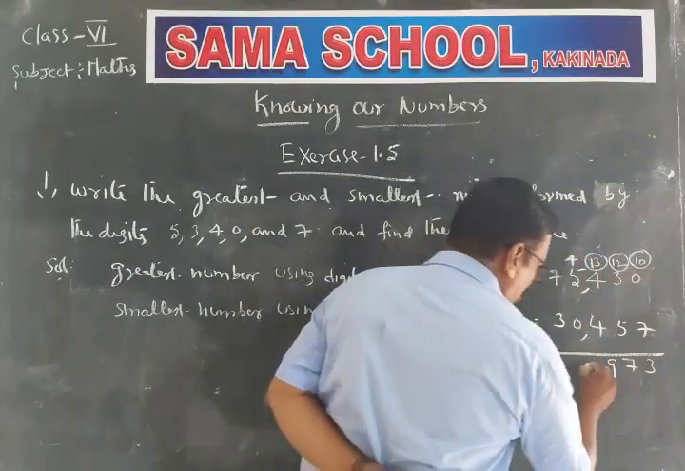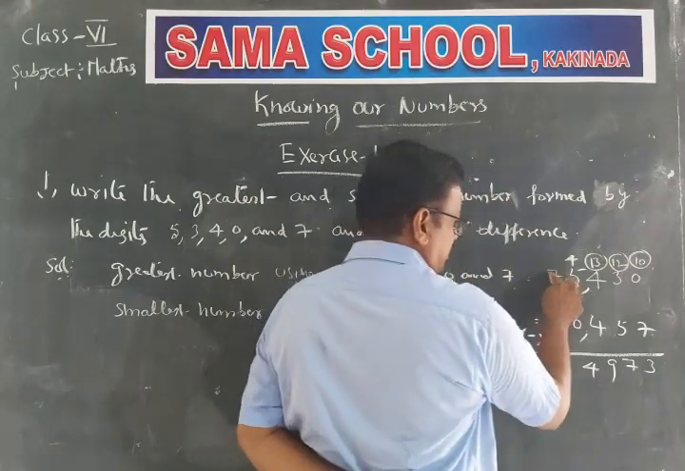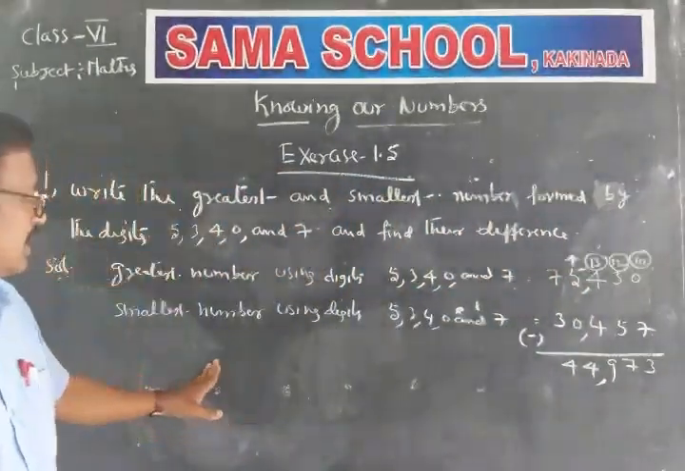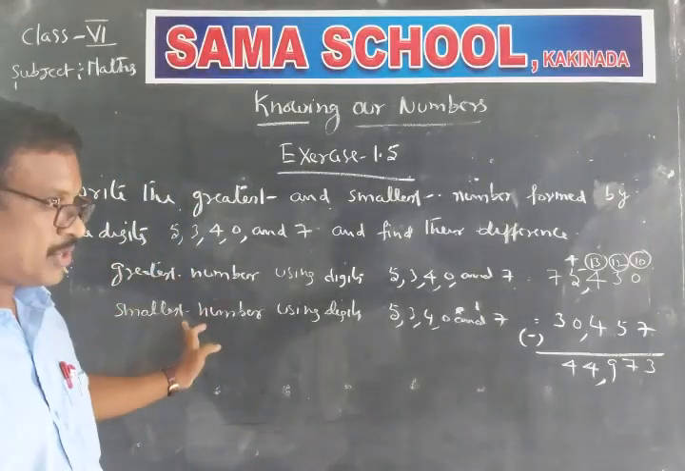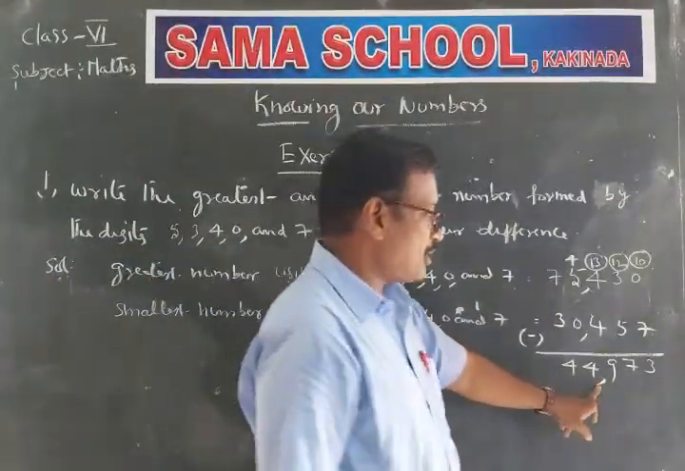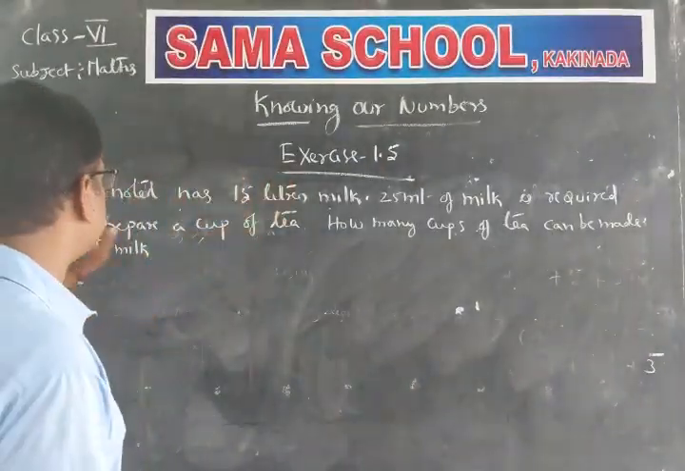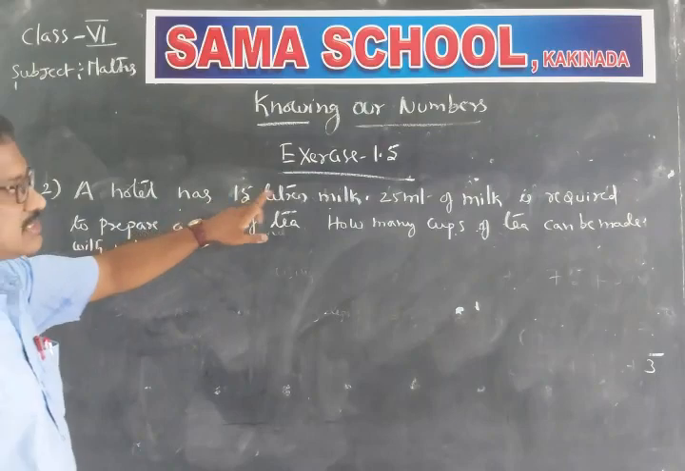4 minus 0, 4. That is the 7. 7 minus 3. So 44,973. That is the difference between our greatest number and the smallest number: 44,973. Exercise point sentence. A water has 15 liters of milk.